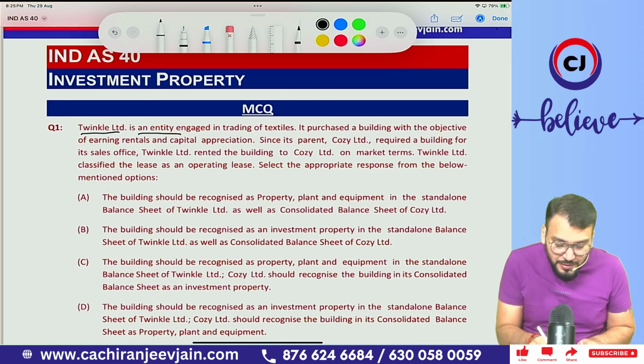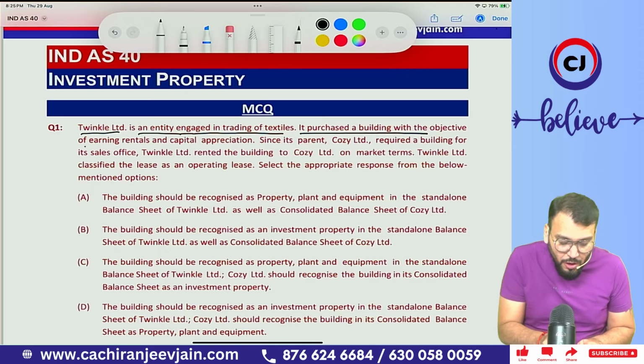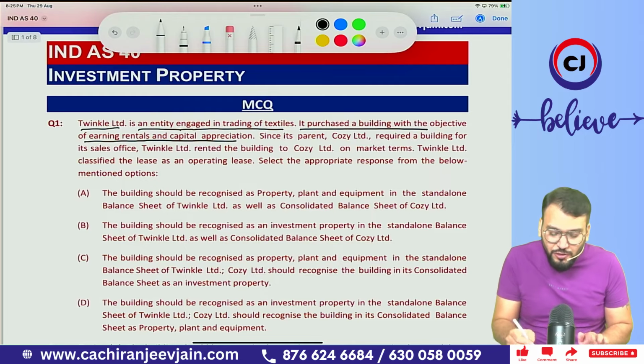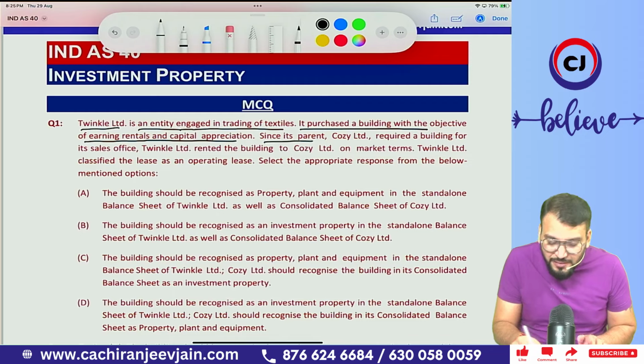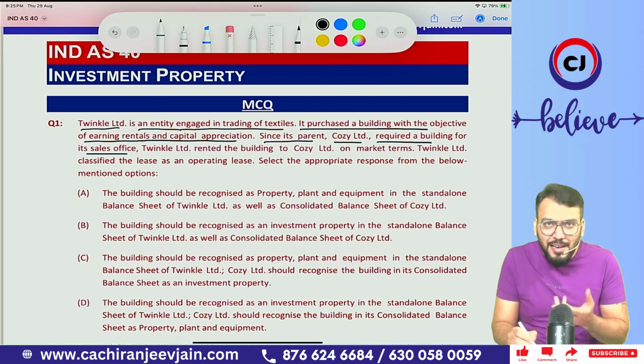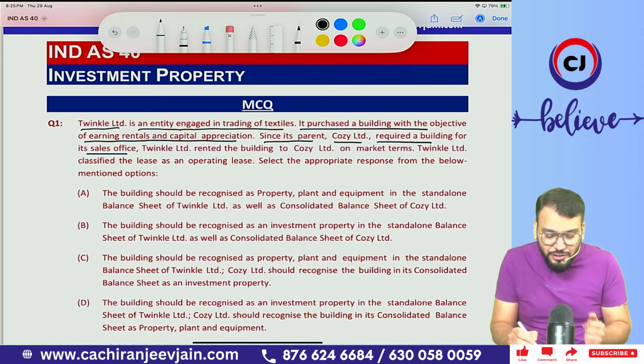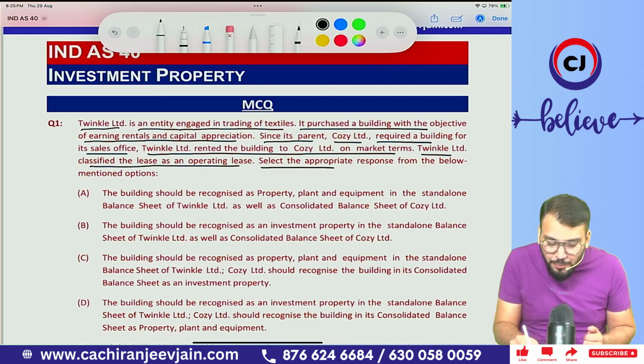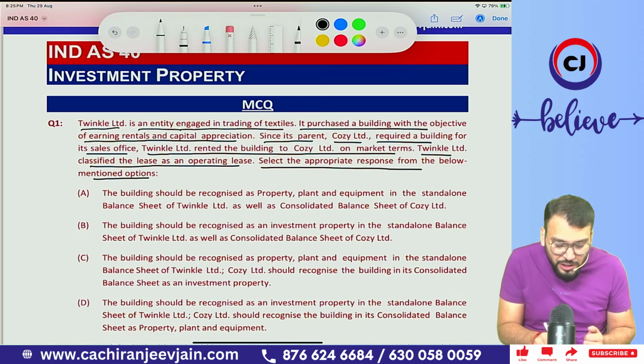Twinkle Limited is an entity engaged in the trading of textiles. It purchased a building with the objective of earning rental and capital appreciation. So it means they purchased one investment property. Since its parent Koji Limited required a building for its sales office, means for what? For their own business. Twinkle Limited rented the building to Koji Limited on market terms. Twinkle Limited classified the lease as an operating lease. Select the appropriate response from the below mentioned options.